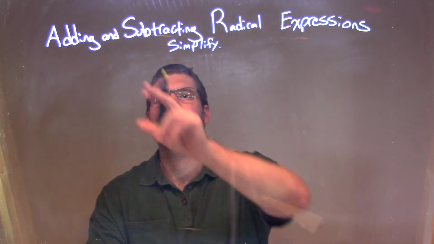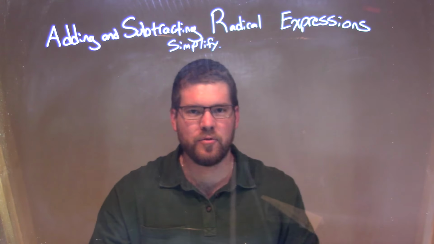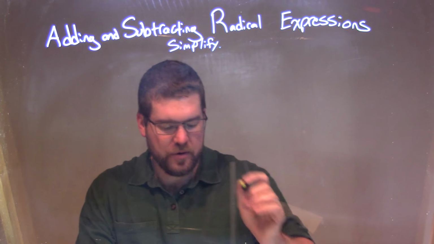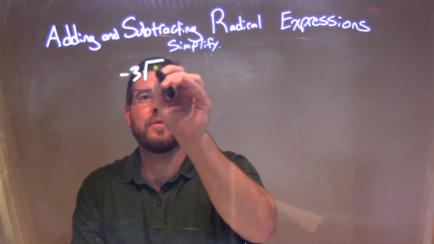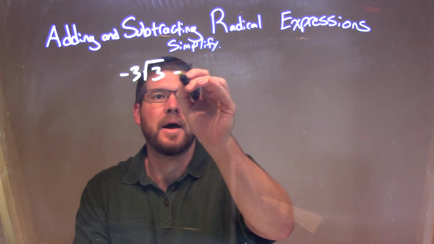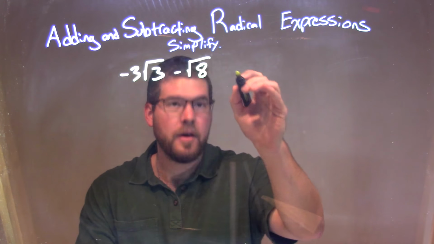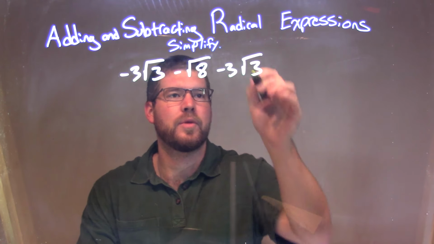And today we're going to learn about adding and subtracting radical expressions. So if I was given this expression, -3 times the square root of 3 minus the square root of 8 minus 3 times the square root of 3.